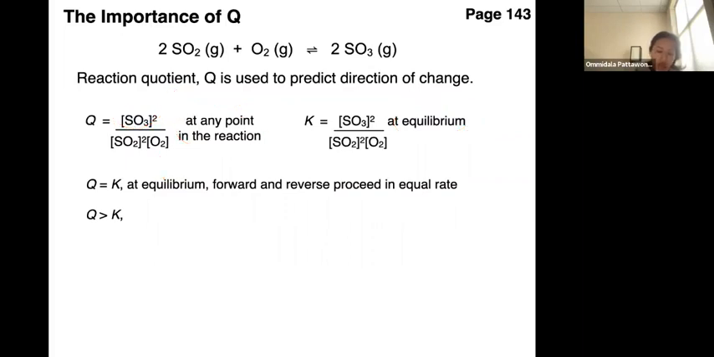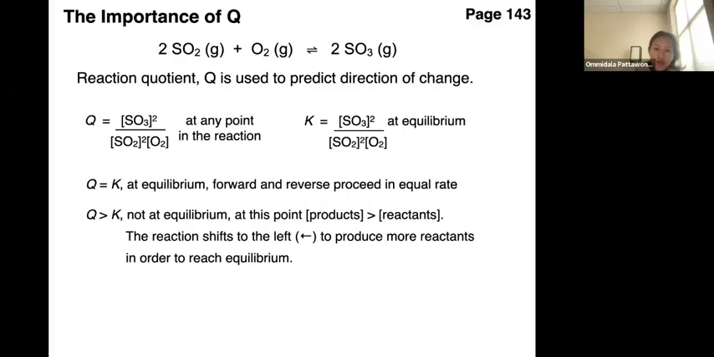So that means in this case, when Q is greater than K, we can say that this point is not at equilibrium. You have more of the product than the reactant. Since the reaction is not at equilibrium yet, you have a higher concentration of the product than at equilibrium. Therefore, the product is going to convert to the reactant, right? So the reaction would proceed toward the reactant, in order to produce more of the reactant and reach equilibrium.